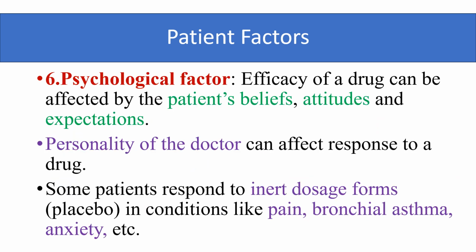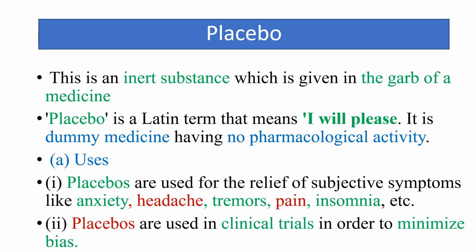Now, psychological factors. The efficacy of a drug can be affected by the patient's belief, attitude and expectations. The personality of the doctor also affects the patient's response to the drug. Some patients respond to inert dosage forms like placebo in conditions like pain, bronchial asthma and anxiety. Now, placebo. A placebo is an inert substance given in the garb of medicine. Placebo is a Latin word meaning 'I will please'. It is dummy medicine with no pharmacological activity. It is used for relief of subjective symptoms like anxiety, headache, tremor, pain and insomnia. It is also useful in clinical trials in order to minimize bias.